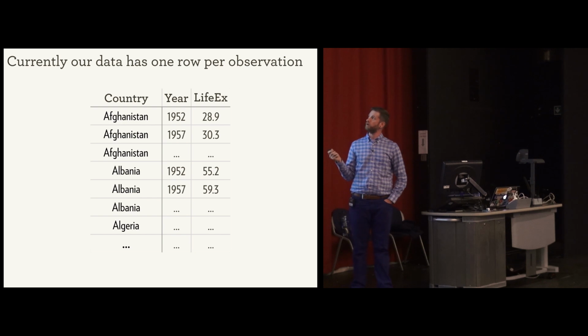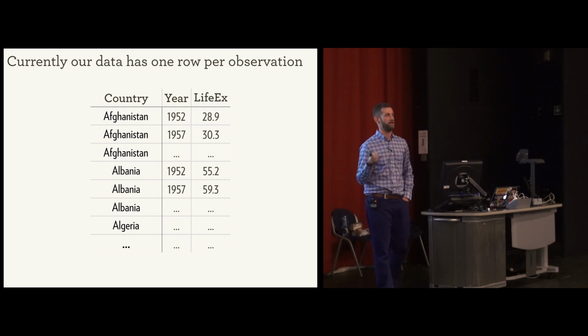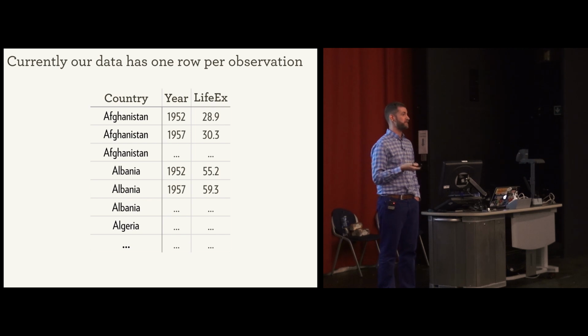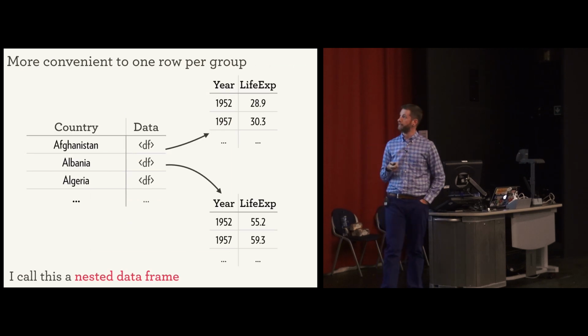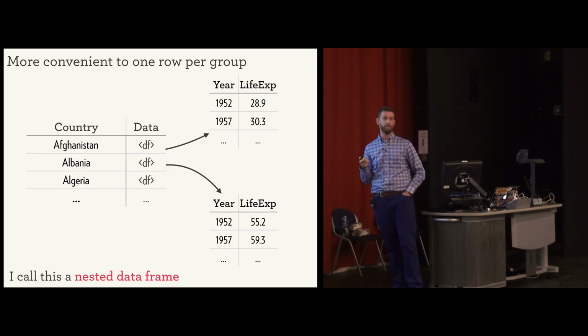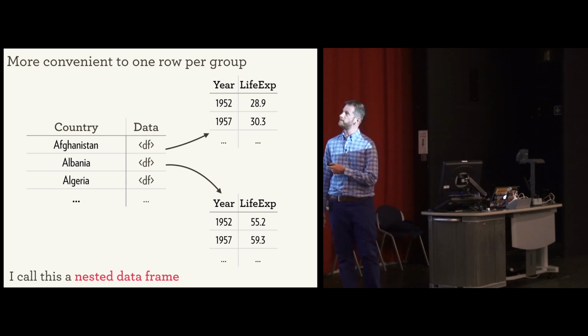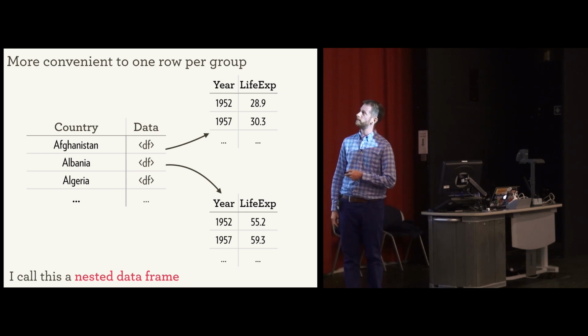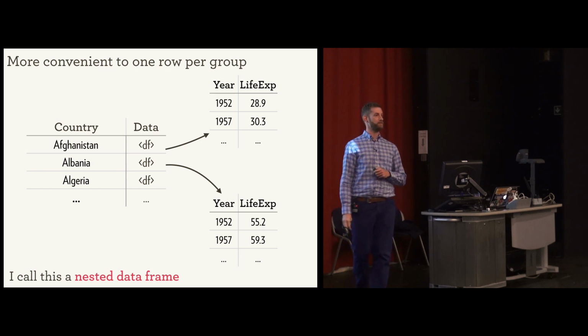And each of these rows is an observation. But if I want to fit 142 linear models to this, it's going to be useful to have a different form of that data. And that's what I call a nested data frame. So we're going to make a data frame that has one column per country, and we're going to have another data frame, which is a list of data frames.